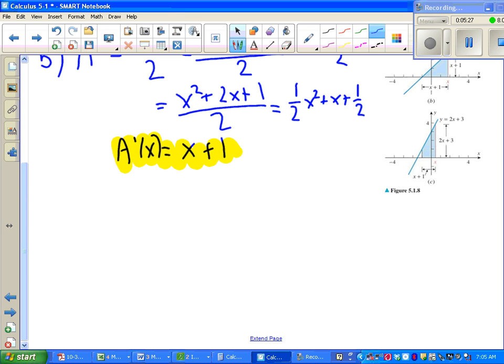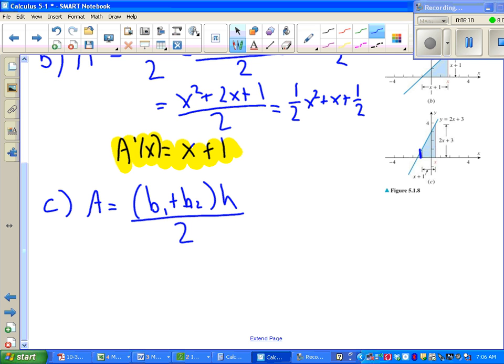Part C, we've got the curve y equals 2x plus 3. And looking at the picture, between -1 and some value of x, we don't have a rectangle. We don't have a triangle. We have a trapezoid. And hopefully you remember the formula for area of a trapezoid. If you don't, here it is: b1 plus b2 times h, all divided by 2. b does not mean the base. It's not that x plus 1.